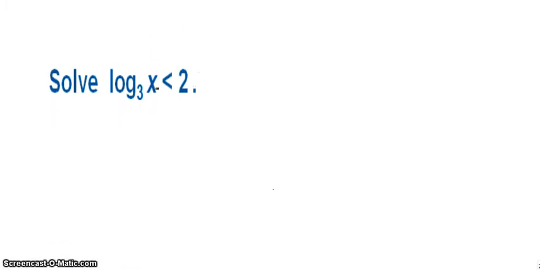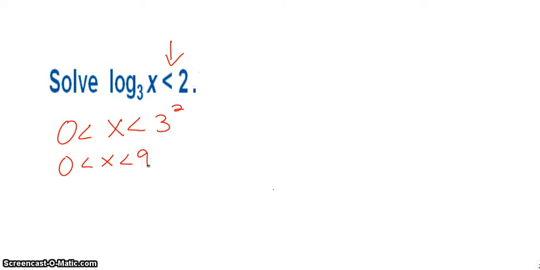Now let's take a look at this one. Notice I do have a less than, so I do have to worry about that secondary case where I'm making sure that my argument's bigger than 0. So set that up already. I have my x, and then I rewrite the 3 to the second power. I just simplify that 3 squared. So my x is between 0 and 9.